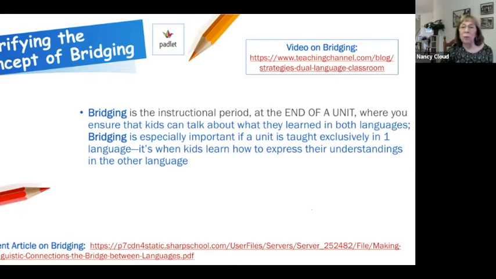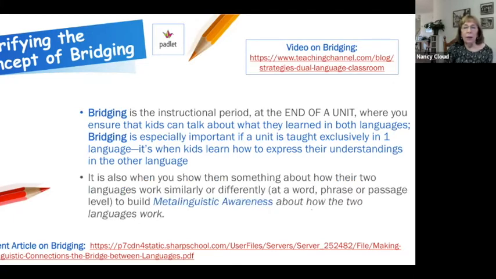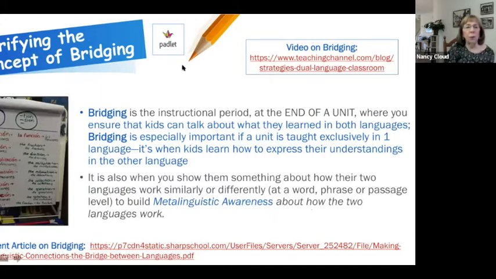And especially when you just teach a unit only in one language, which, as you know, I was recommending to you last time that you alternate the units, teaching one in the partner language and one in English. And then at the end of each of those units, you would bridge to the other language. So you can intensify the learning. And it's also the time when we show how the 2 languages work. So we might show something like how SION, CION, and XION at the end of the word in Spanish all act with accent marks, and in TION or SION in English.